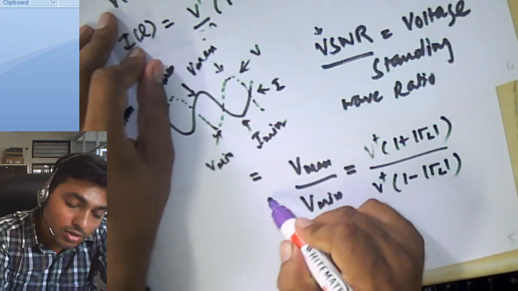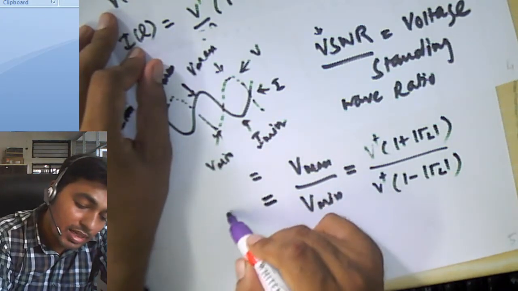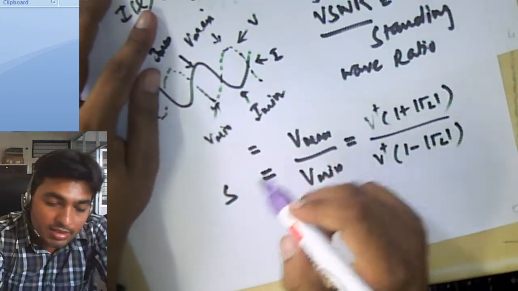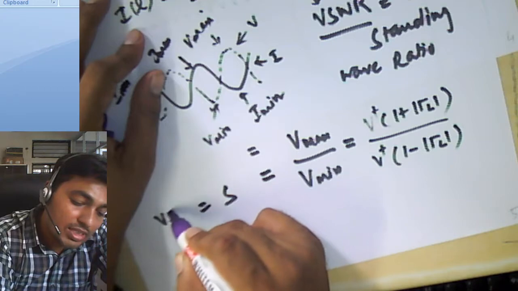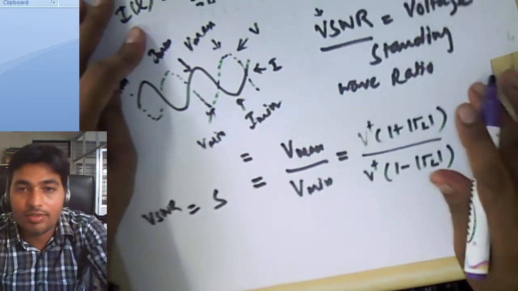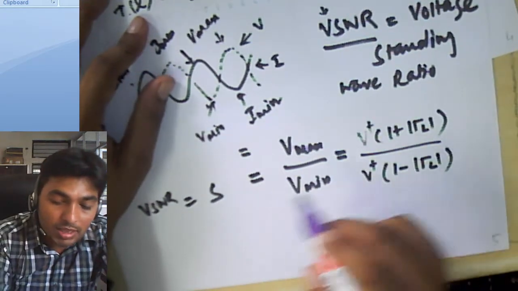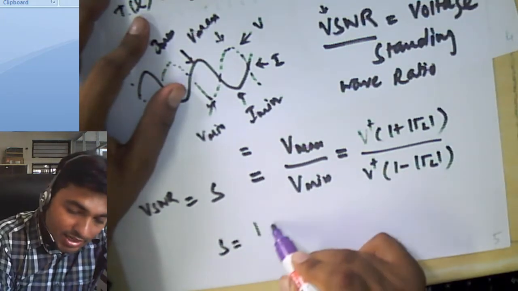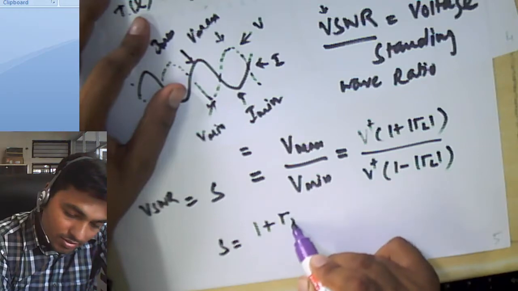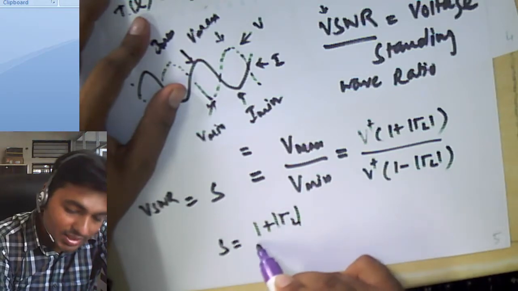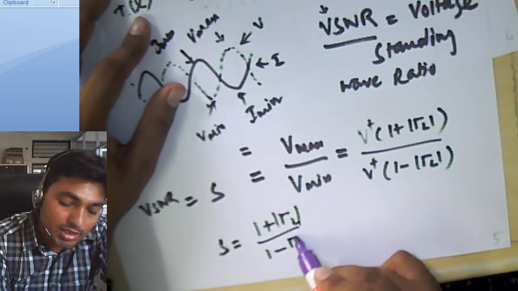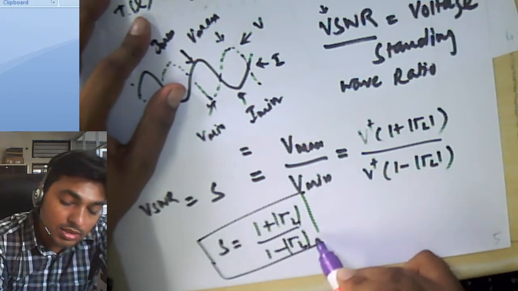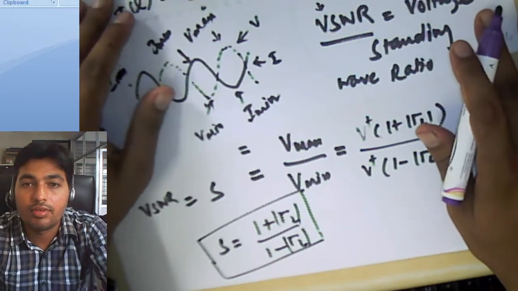So we'll denote this by S. So S will be equal to VSWR, that is voltage standing wave ratio, equal to (1 plus magnitude of reflection coefficient) divided by (1 minus magnitude of reflection coefficient). This is called the standing wave ratio.